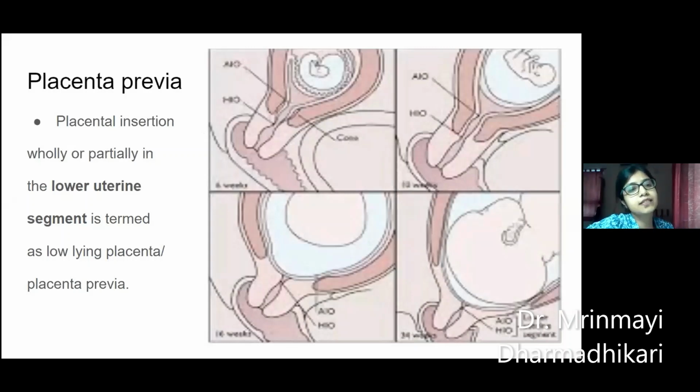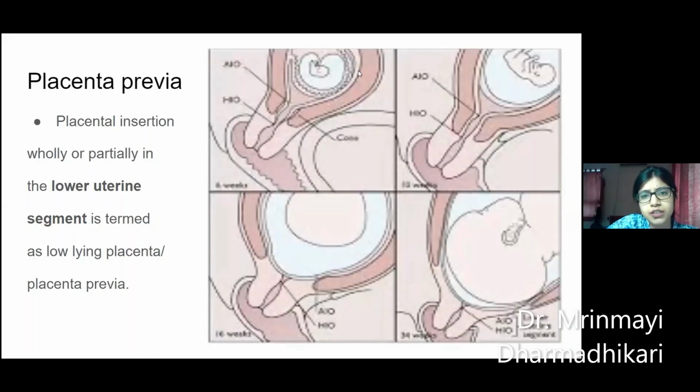Now what is Placenta Previa? It is the placental insertion wholly or partially in the lower uterine segment. I'm sure all of you know the definition, but here I would like to highlight what exactly we mean when we say lower uterine segment. So please take a look at the first picture in this grid of figures. Here we can see the external os.